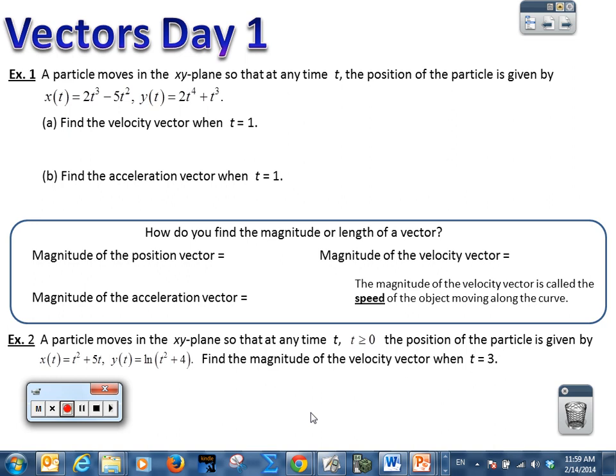Okay, let's take a look at today's lesson. Today's lesson is our first day on vectors.